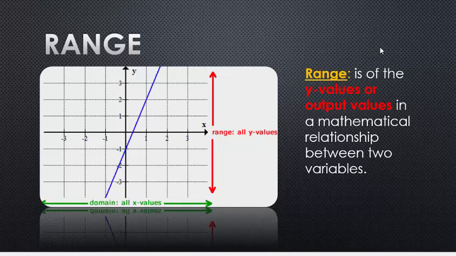Range is the opposite. Range is all of the y values or output values in a mathematical relationship between two variables. So it is all of the y values that show up on the graph in front of us or in our function. The range is in red, the domain is in green. Domain, we're always looking left to right, what numbers occur. The range, we're looking up and down, which numbers occur.